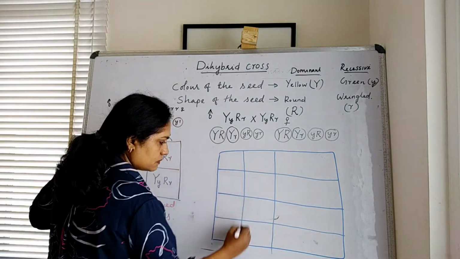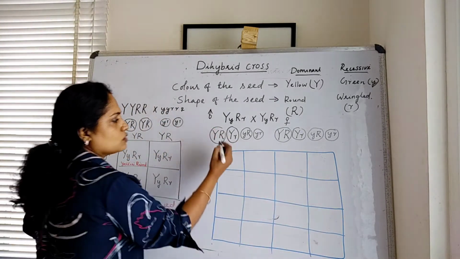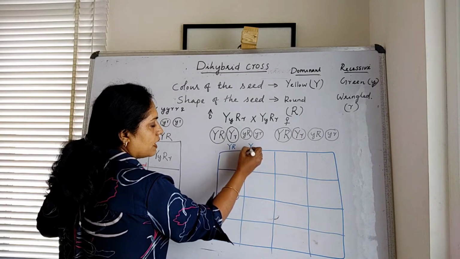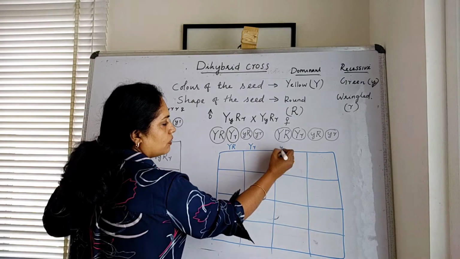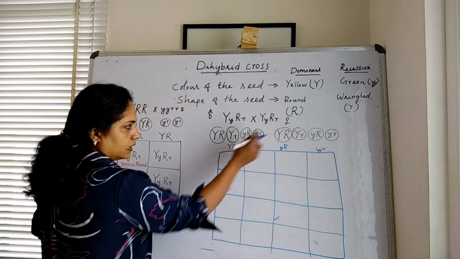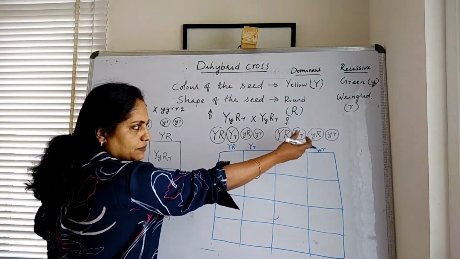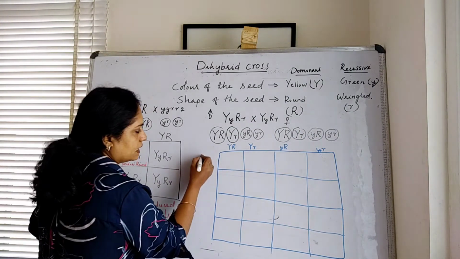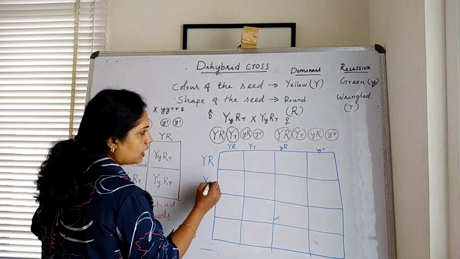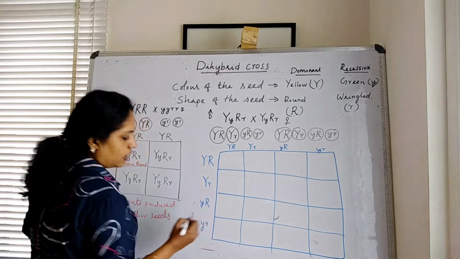Now we are going to write the paternal gametes on the top: capital Y capital R, capital Y small r, small y capital R, and small y small r. In the case of the female parent, we also have the same types of gametes. We are going to write them on the left hand side: capital Y capital R, capital Y small r, small y capital R, and small y small r.